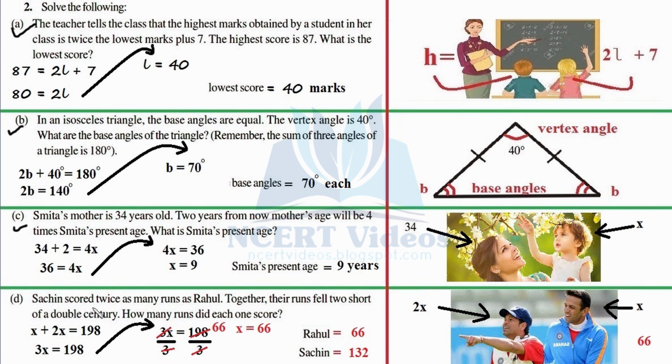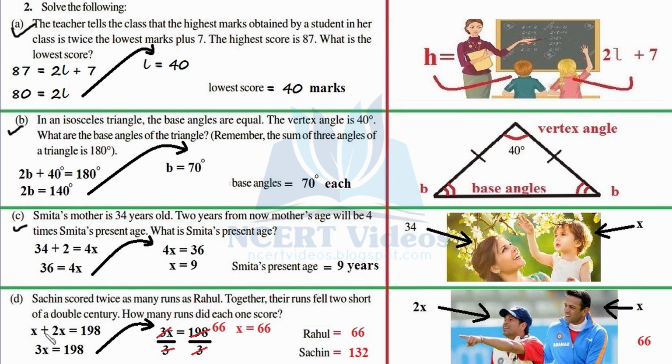D. Sachin scored twice as many runs as Rahul. Together their runs fell 2 short of a double century. How many runs did each one score? So let's assume Rahul scored x runs. Twice of x is scored by Sachin. Now we have to find how much each of them scored.